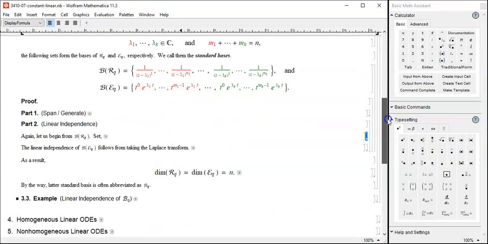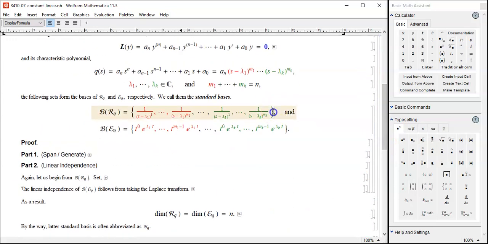Okay, this completed the proof of the linear independence of the first line. We already proved that this set generates the entire RQ. Now we prove that this set is linearly independent as well. So this is a basis, and we're going to call it the standard basis.